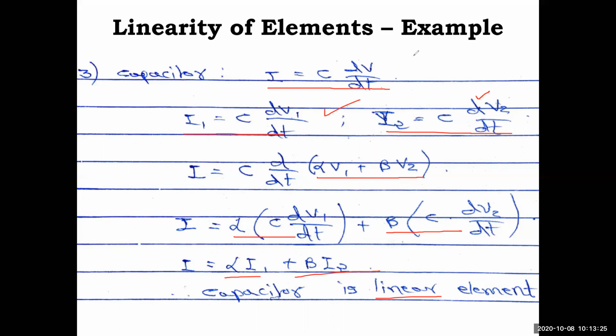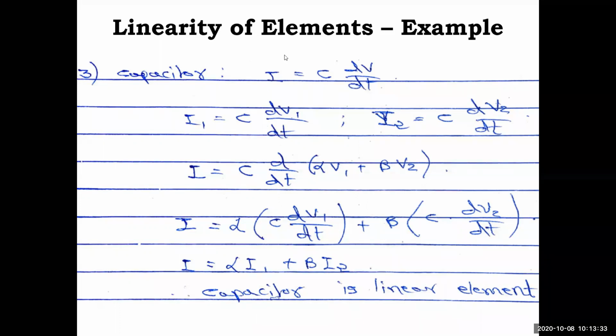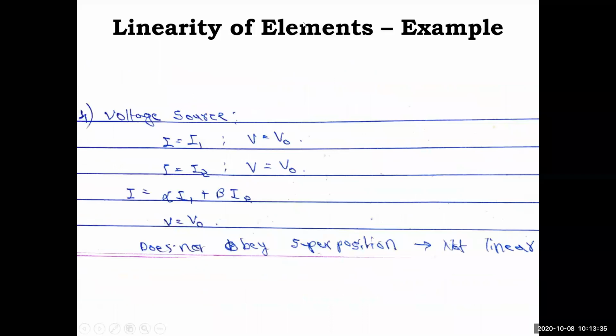Okay. So these are the passive elements. Similarly, for active elements, if we consider voltage sources and current sources, are they linear or not? We will check that using the same methodology.